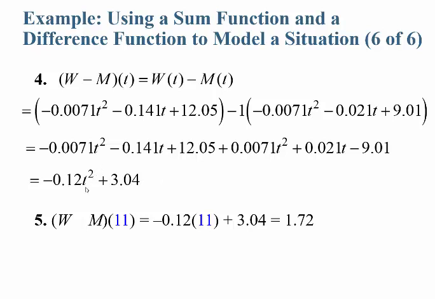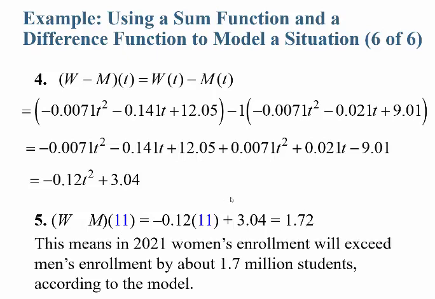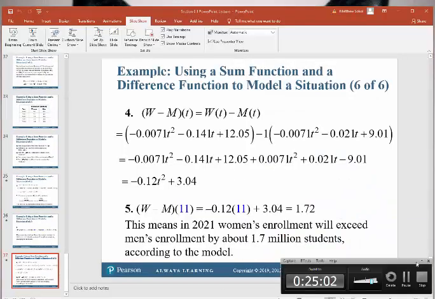That's incorrect. So plugging in 11 into this, all right, you get the following number, 1.72. Well, this means in 2021, women's enrollment will exceed men's enrollment by about 1.7 million students, according to this model. All right, thanks, class.